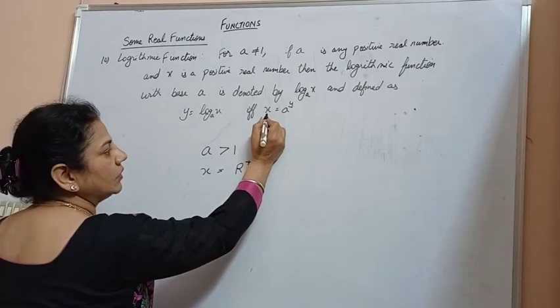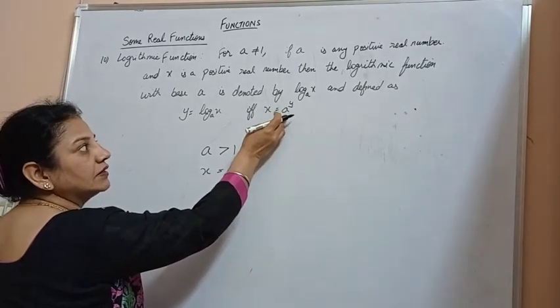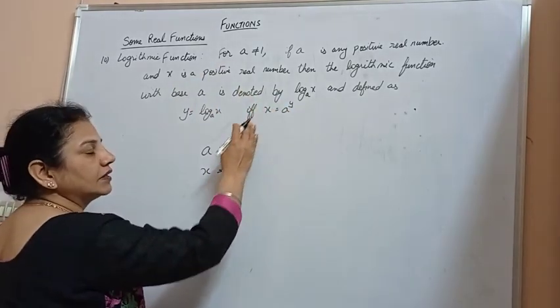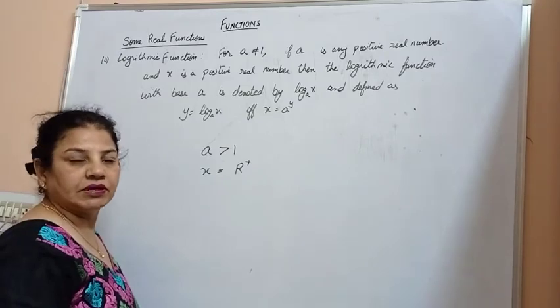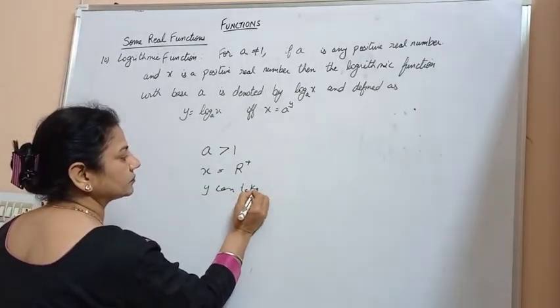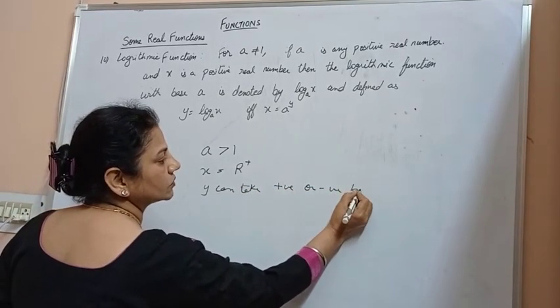Then if you give the value x as positive, a greater than 1, and correspondingly a greater than 1 to the power some value, we get the value x as a positive real number. So y can take positive or negative both values.